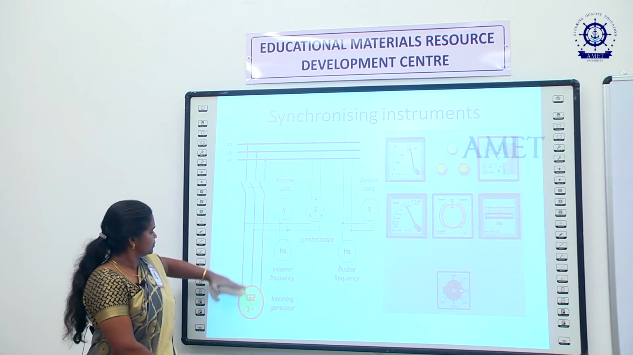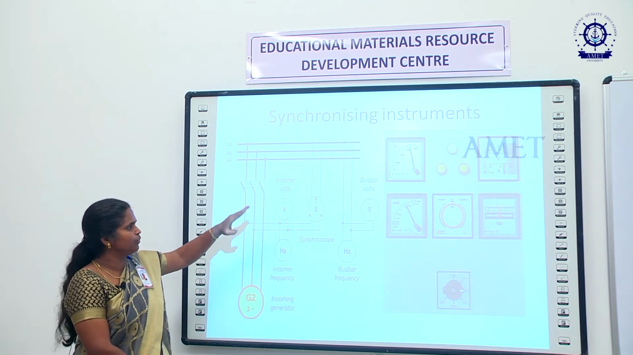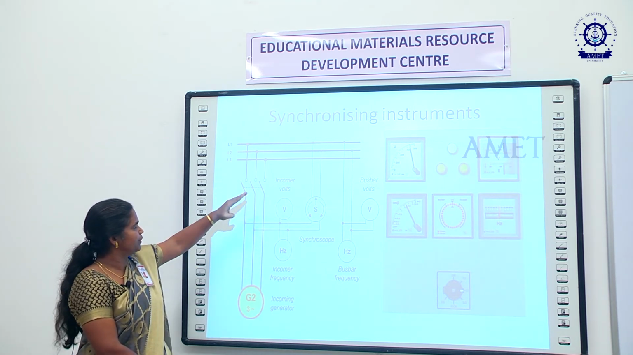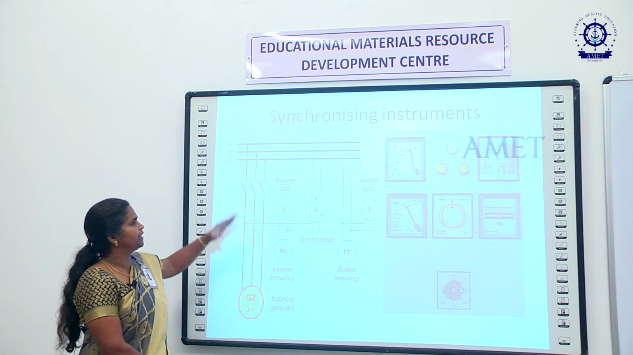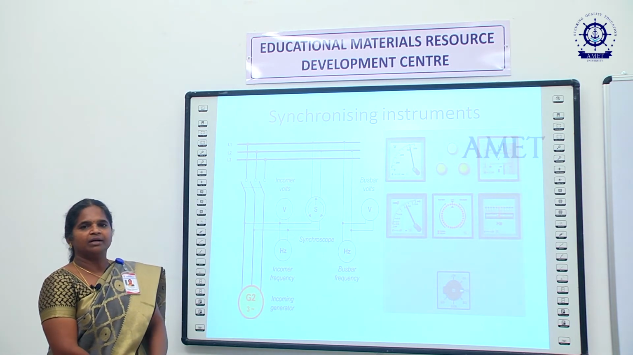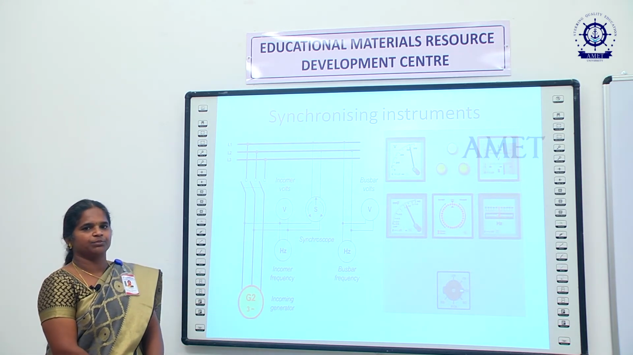This is the bus bar. So, this is the incoming generator. After checking all the conditions, that is frequency, voltage and phase sequence, only then the circuit breaker will be closed, and it will be connected to the bus bar and run in parallel with the already available main alternator. So, both the alternators will be sharing the ship load.